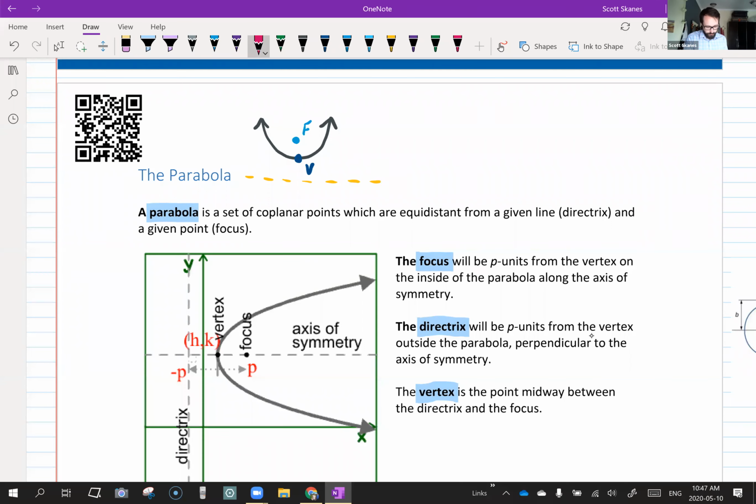And finally, we can see we have focus, directrix, and vertex all labeled on this. The distance from the vertex to the focus is called p. It's like a p value. And it's the same distance from the vertex to the directrix. Let me write in, this is the directrix.